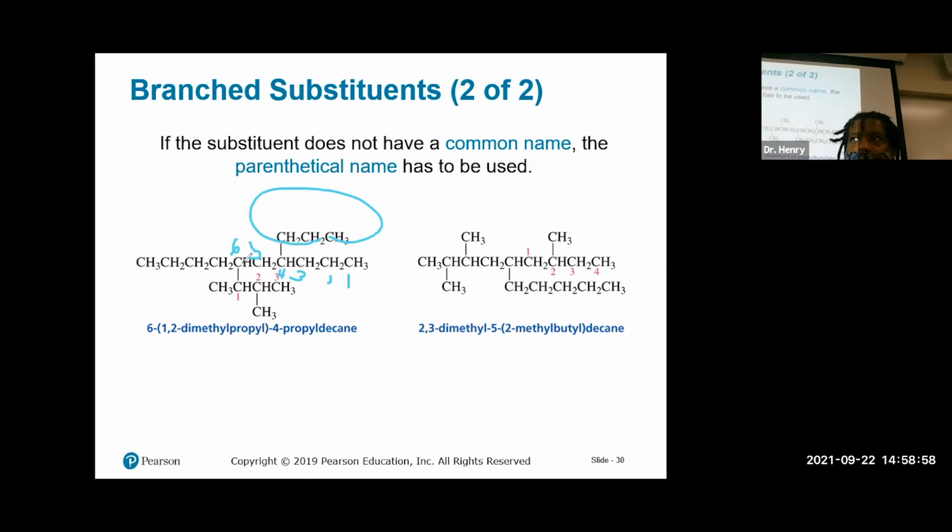And then this guy, we want to find the longest chain here. 1, 2, 3. You always start, the 1 carbon is always the one that's attached to the main chain. So we'll use this as our next longest chain, 1, 2, 3. So that would be propyl. And then we have 2 methyl groups. We have one coming off of the first carbon, and one coming off of the second carbon. So it's 1, 2 dimethyl propyl, and all of that is coming off of the 6th carbon.